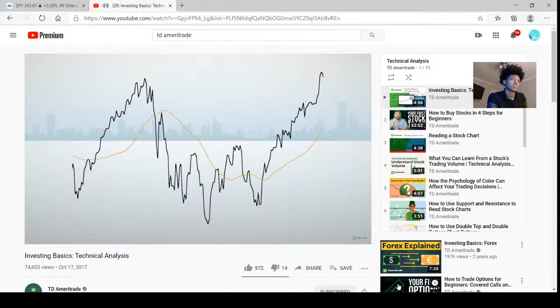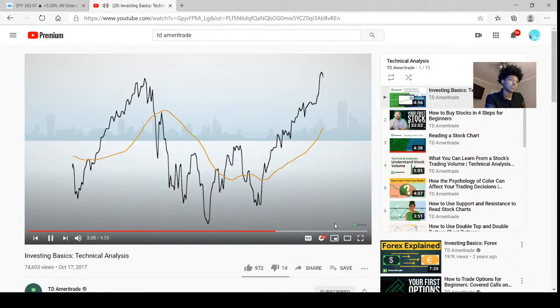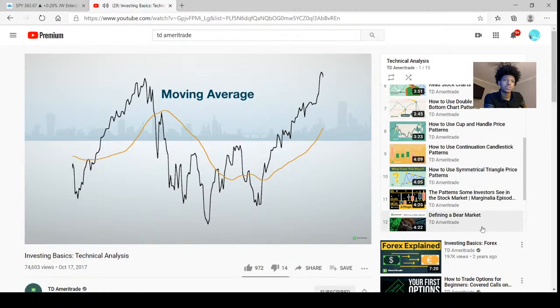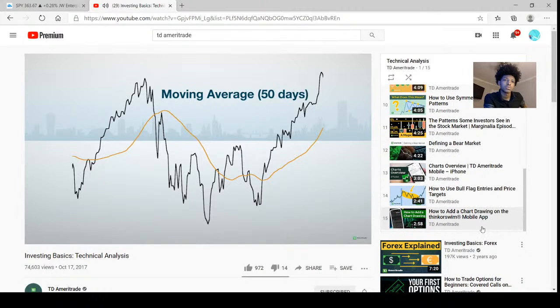This indicator averages the stock's price over a period of time and plots it as a line, which can help determine the overall trend. Moving averages can be calculated for any period of time, but one of the most common is 50 days.